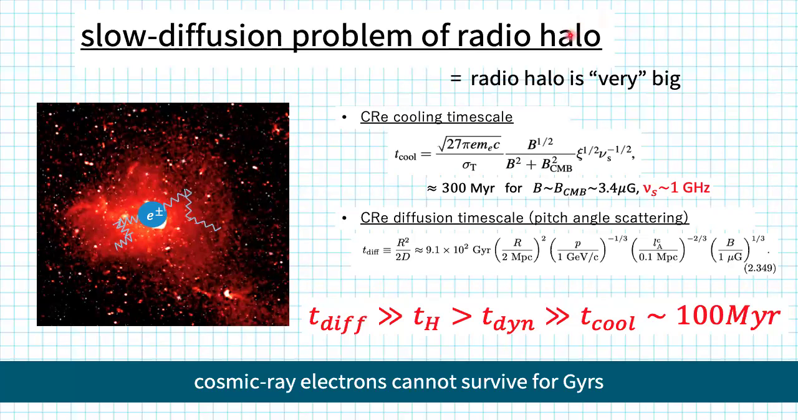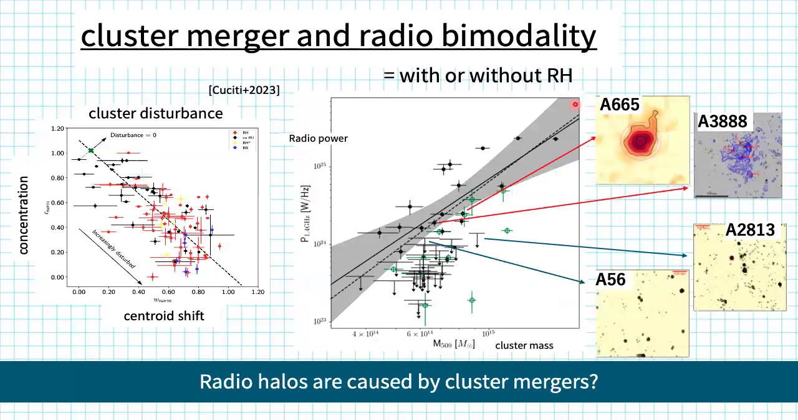The other important point is the correlation between mergers and radio emission. The left panel shows the disturbance of clusters and its correlation to the radio emission. Basically, the colored points, the red points, show the clusters with radio halos. And if the cluster is located in the lower right side, the cluster is more disturbed. So there is a moderate correlation between radio halos and merging clusters.